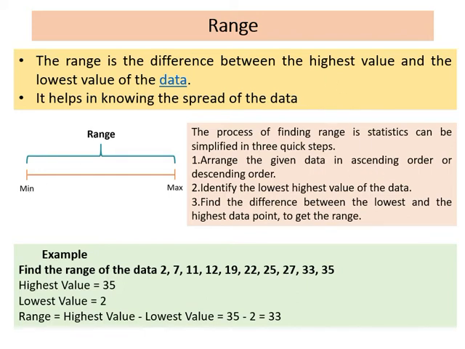The process of finding range includes three steps. First, you arrange the data in either ascending or descending order, then identify the lowest and highest values of the data, and find the difference between the lowest and the highest data point. This will give you the range, and here is an example. We have observations already arranged in ascending order, and you can see the highest value is 35 and the lowest value is 2. So what is range? Highest value minus lowest value is equal to 33. 35 minus 2 is equal to 33.